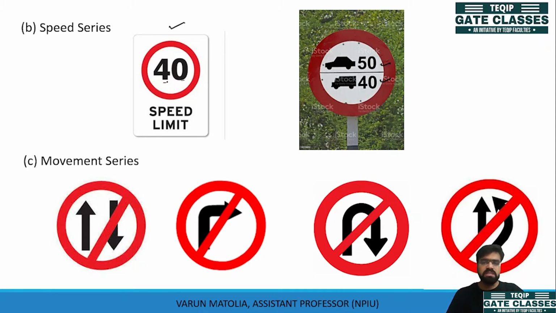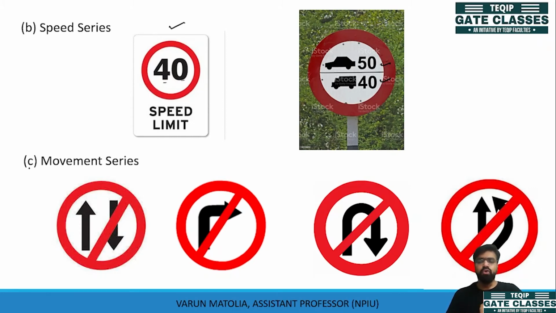But on some roads or some stretches, the speed limit is universal. Means for all the vehicles, the speed limit will be the same. So these kinds of signs will be provided. All these images are taken from Google Images. You can search these images yourself.